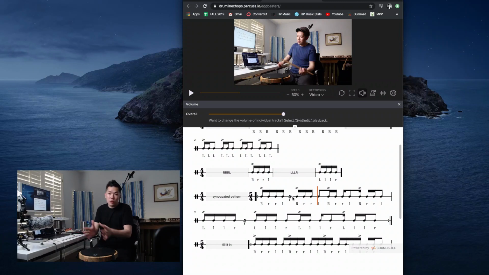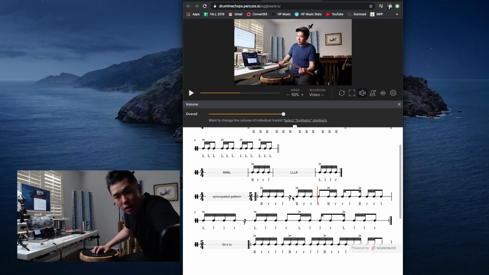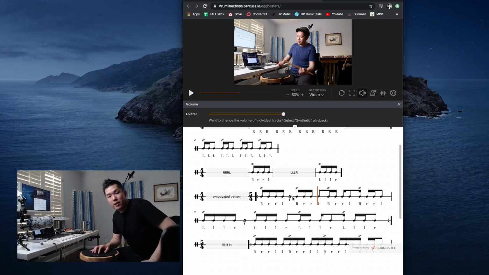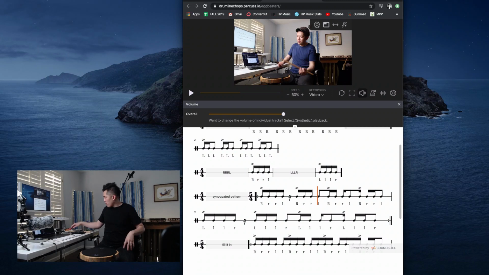And so if you spend more time at that slower tempo, really programming yourself, if you spend more time up front programming yourself correctly, then you'll see, like we're about to do here in a second, that the speed up process of getting it up to performance tempo is going to come a lot easier and less painfully to you.